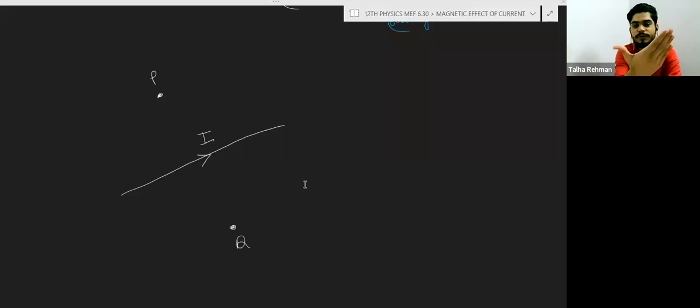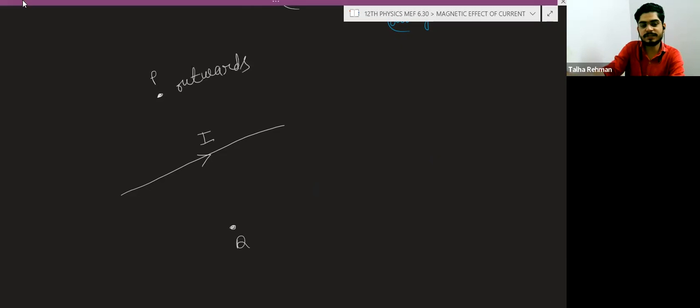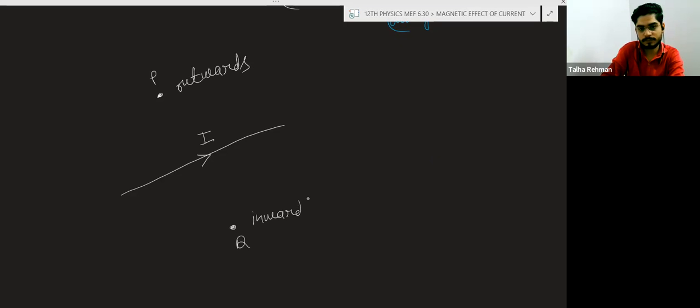So here, if you apply it on your notebook, then you will get it better. Here the direction will be outwards. And when you apply it in this direction, your thumb should be in this direction. You will apply like this, and you will get it inward. Inward means this. Outward means this.